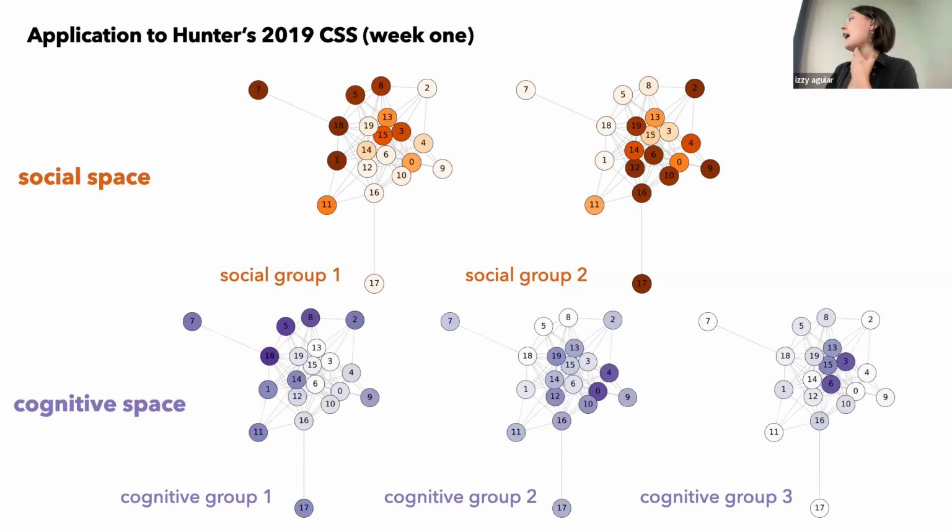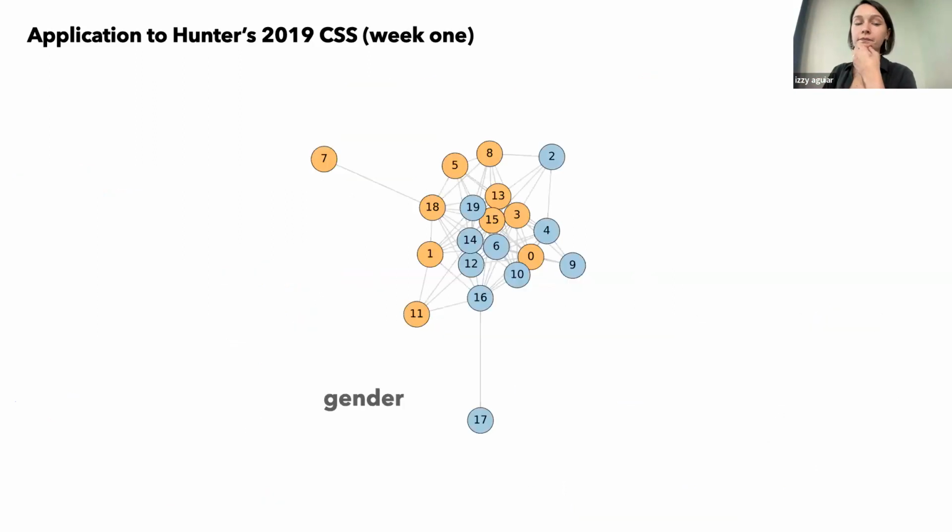And the cognitive space mostly organizes people according to their social group, with the exception of this third cognitive group, which kind of has these people 3, 6, and 13, and 15 a little bit too, as belonging to their own cognitive group. So one wonderful thing we know about this data set is we have access to each student's self-identified gender. There were only 2 self-identified genders in this case. We have their self-identified race. We have their undergraduate institution that they were traveling from. We have their major declaration.